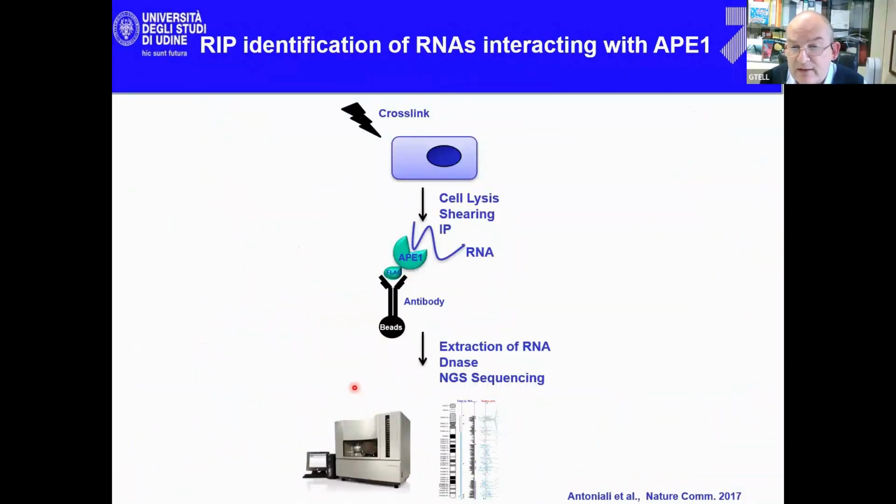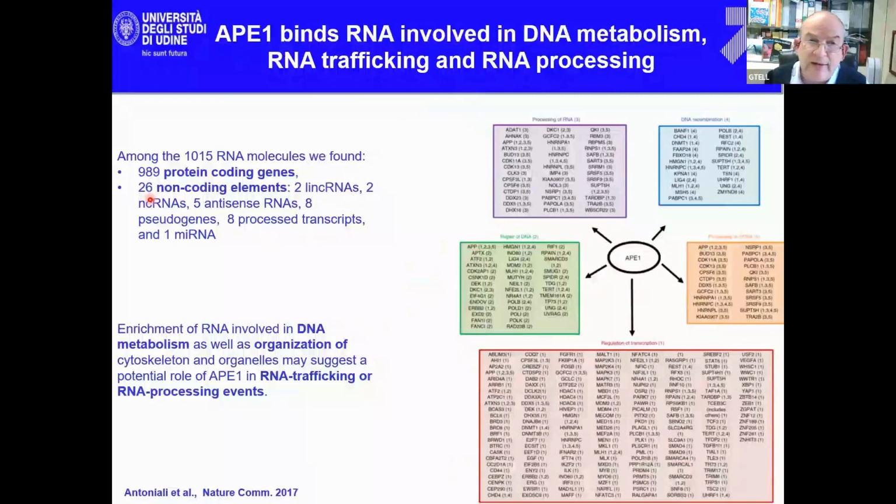Not only microRNAs are affected by APE1. Using RNA immunoprecipitation, we identified different classes of RNA interacting with APE1, and in particular, looking at non-microRNA RNAs, we identified about 1,000 RNAs corresponding to protein coding genes and others, long non-coding RNAs, which are currently under evaluation. Therefore, we can suggest that APE1 is affecting RNA trafficking or RNA processing events through many mechanisms, but the role through direct binding and processing of RNA is one of the main roles.